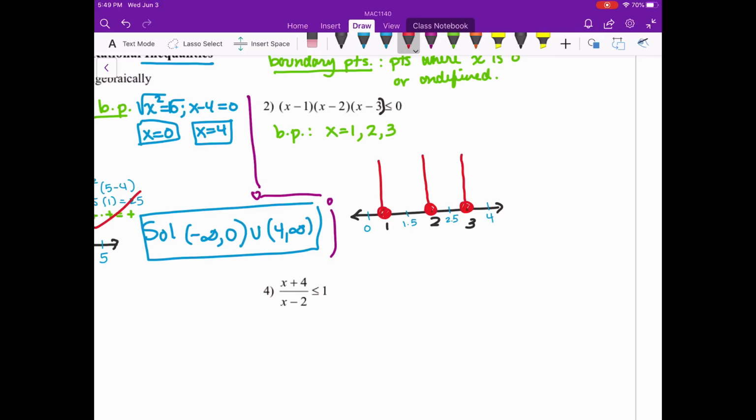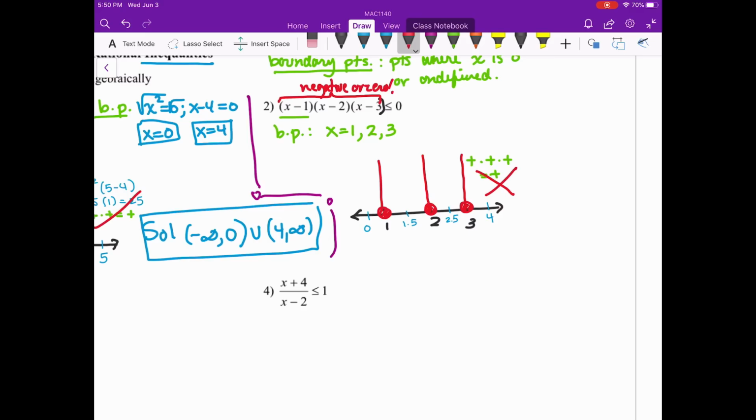I'm doing this so I don't forget when I write the solution. Starting with 4, if I plug in 4 in the first parenthesis, I'm going to end up with a positive number. In the second parenthesis, a positive. In the third parenthesis, a positive. And the answer is going to be positive. I want this expression to be less than or equal to 0, so this has to be negative. This interval is not going to work.